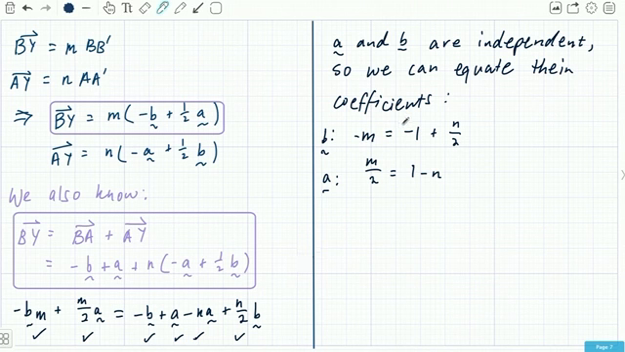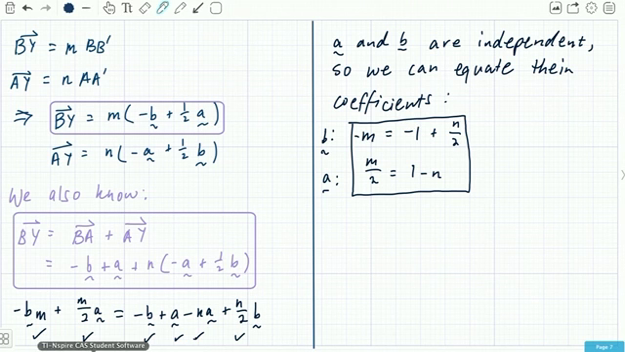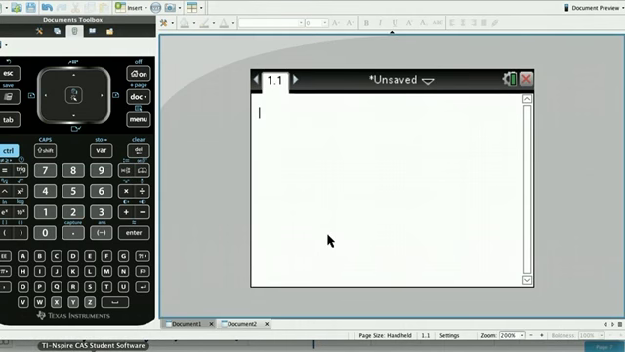What we need to do now is we've got two equations, and those two equations are going to allow us to find those two unknowns, which are m and n. So I'm going to use the CAS to do this. You could also use simultaneous equations, elimination or substitution. But using the CAS, I've got negative m equals negative 1 plus n on 2. Just going to go over to here.